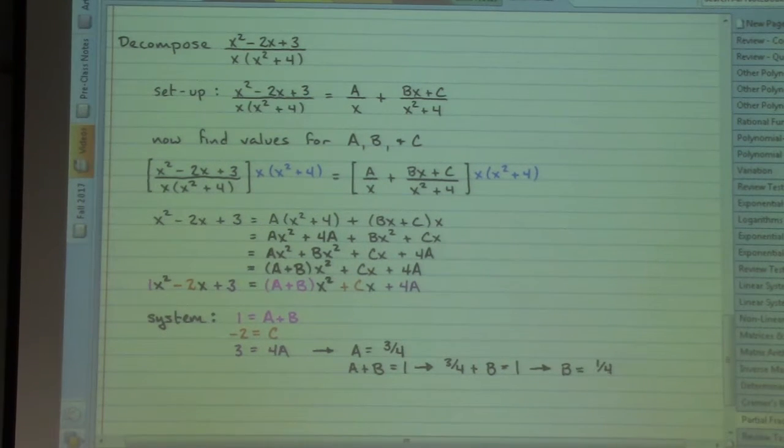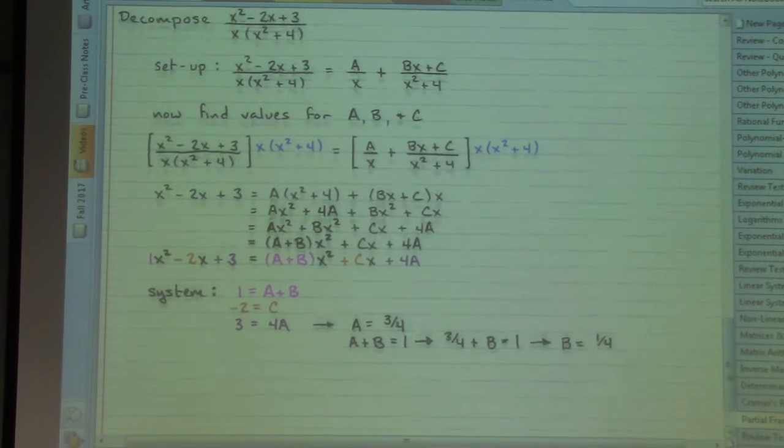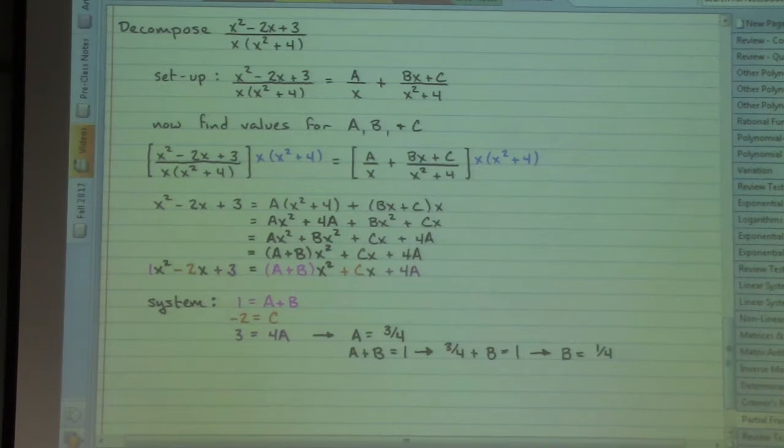So this now gives us, we've got enough room down here, the original fraction, x squared minus 2x plus 3 over top of the x parentheses x squared plus 4. Originally had this set up a over x. So that means if a is 3 over 4, we can write in 3 over 4 over top of the x. That's a little awkward. We'll tweak that in just a moment.